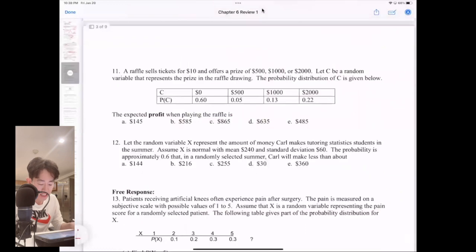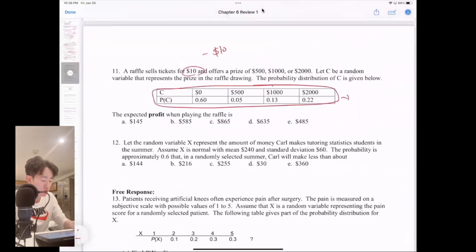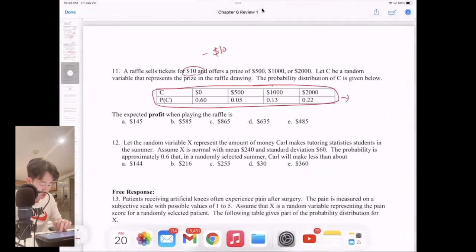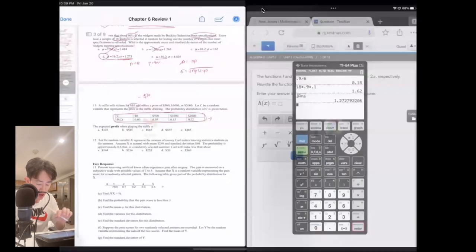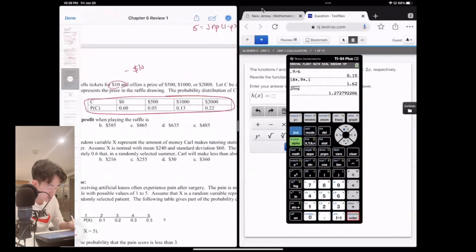Number 11, the expected profit when playing a raffle. It sells for $10, which means you actually have to pay $10, so that's minus 10. But let's find out the expected value of the revenue. How much are you expected to earn from this? It seems like the table has 4 entries with its 4 respective probabilities. So we're going to type in 0, 500, 1000, 2000. These are the values and their respective probabilities.